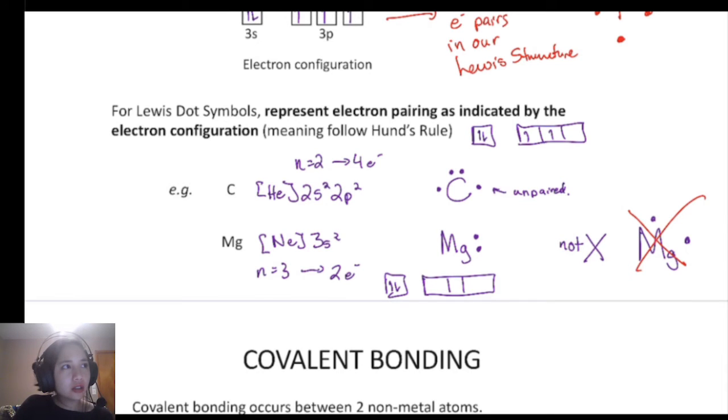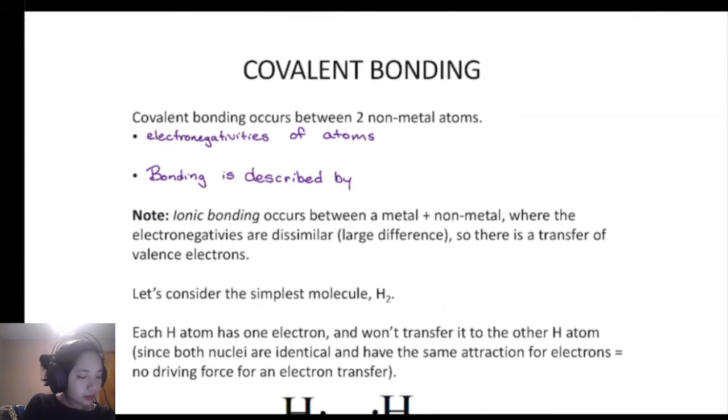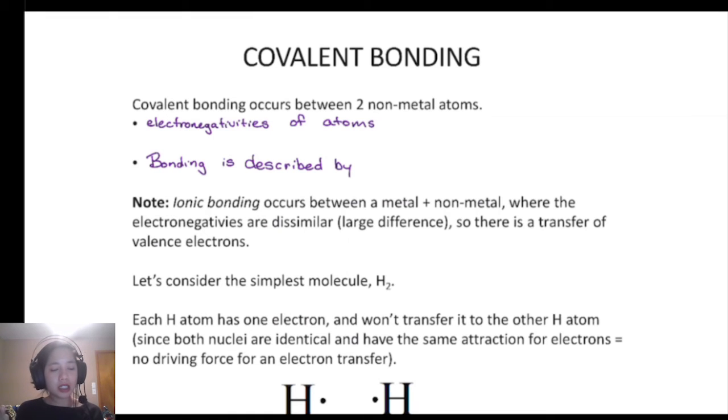Let's take a look at covalent bonding. Remember, covalent bonding occurs between two nonmetal atoms, versus ionic bonding, where that type of bonding occurs between a metal and a nonmetal. What I want you to know about covalent bonding is that the electronegativities, remember that chart from chapter 6 of all the electronegativities of atoms, or essentially atoms' tendencies to attract electrons, are typically similar.